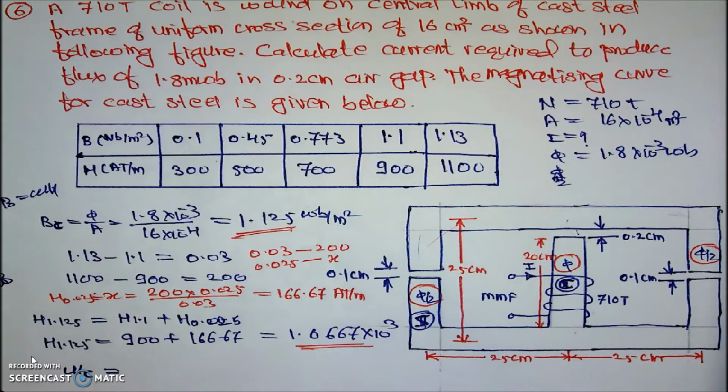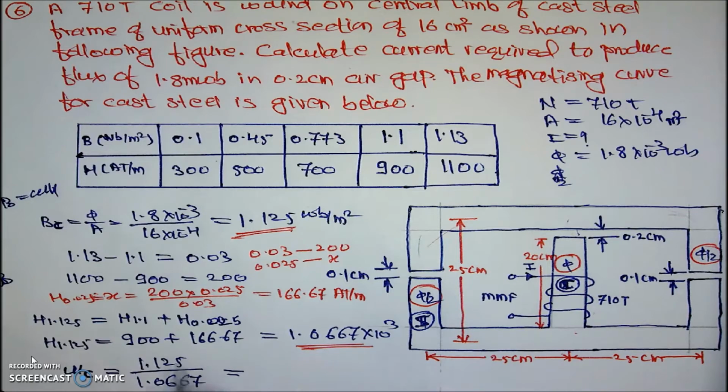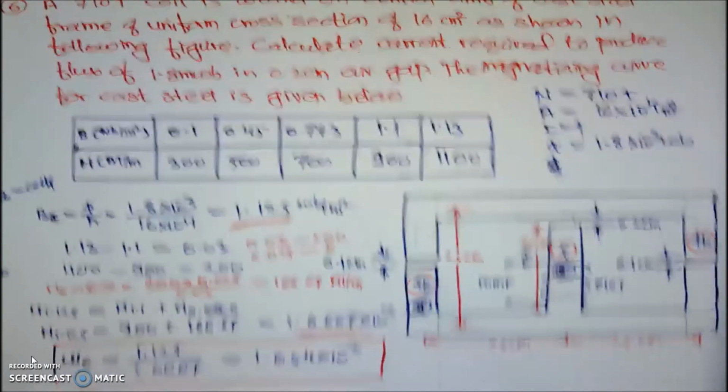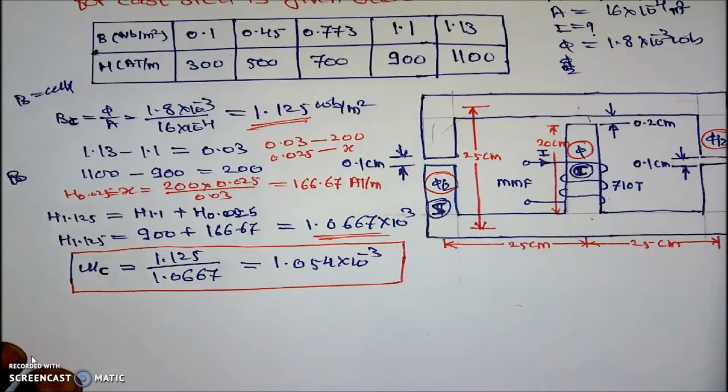Here in this case, if we are working this calculation, it is 1.125 divided by 1.0667, and if we are taking its ratio, its value is found to be 1.054 into 10 raised to the power of minus 3, which is the value of the mu for the central limb. And if we know the mu for the central limb, we will calculate the mu for the other part.